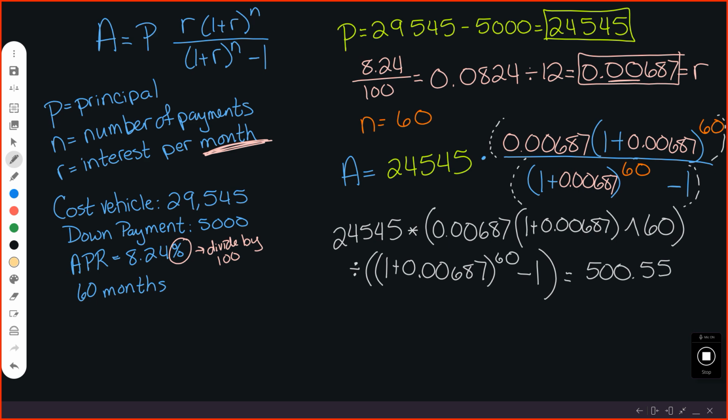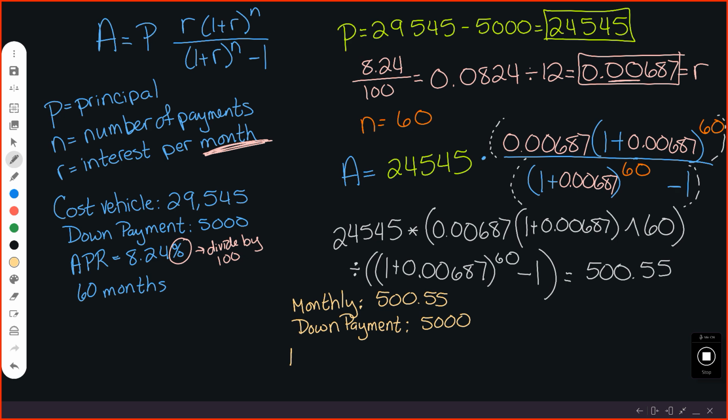And then my monthly payment is $555. My down payment, which is what I paid when I signed up for the loan, was $5,000, right? That's the $5,000 I subtracted up on the top.